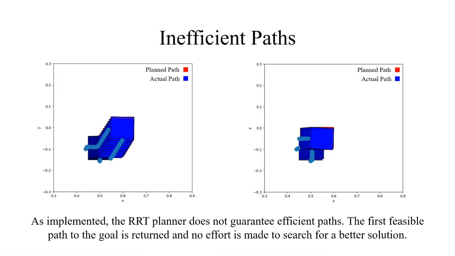Our planner also has no concept of an efficient path, instead simply returning the first feasible trajectory that it finds. This can lead to cases such as that on the left, where the pusher repeatedly alternates between different locations. This is in contrast to the more desirable trajectory on the right.